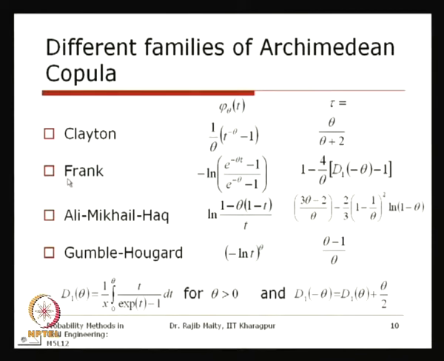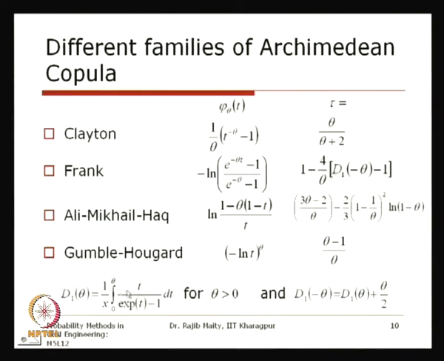And for the Frank, tau is equal to 1 minus 4 by theta into (1 minus D1 of minus theta), where D1 is a function again. So, you can see that this is the full expression with respect to theta, which is equated to tau. Now, before I go further, this D1, where 1 stands for the order, is known as the first order Debye function.